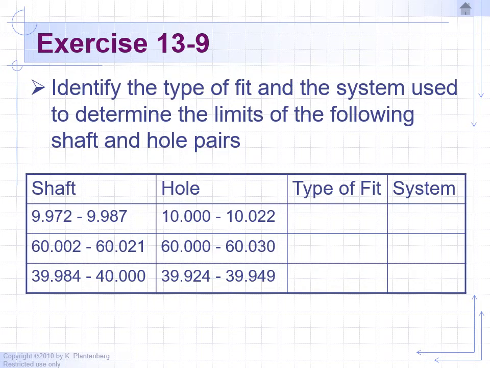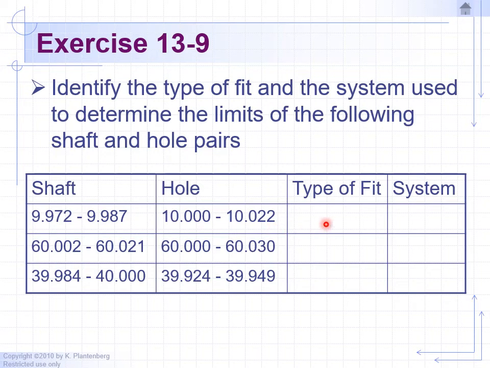Let's take a look at the shaft. So if you have a bucket of shafts, let's say you have 100 of them, and they all meet the tolerance anywhere from 9.972 in diameter up to 9.987 in diameter. And let's say this is millimeters. And then we have a bucket of blocks, each one with a hole. And the hole can range anywhere from 10 up to 10.022 in millimeters for our diameter.